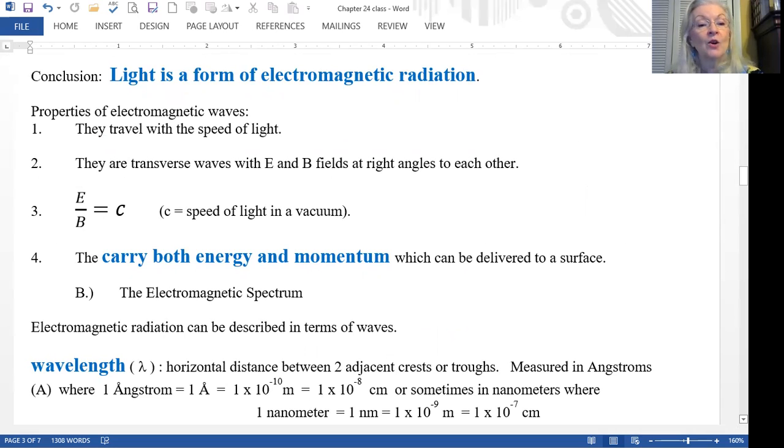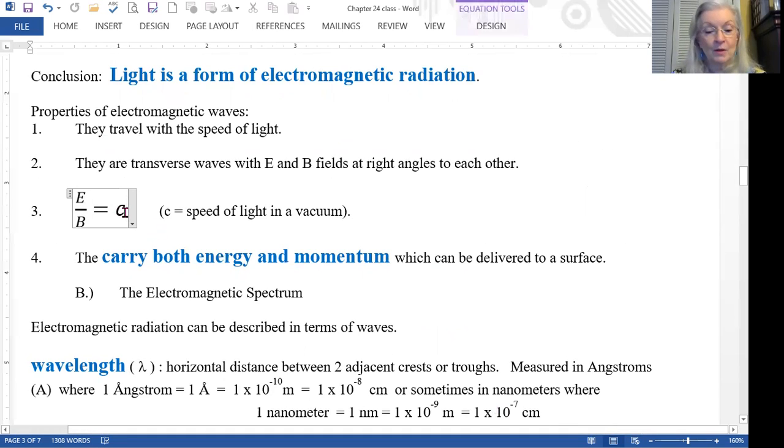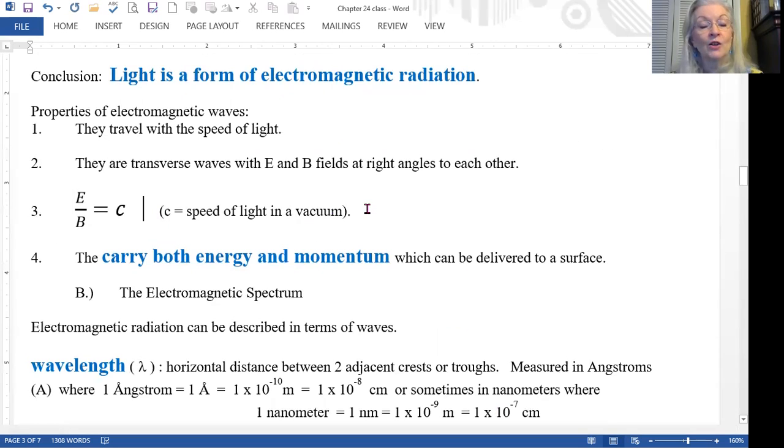And the ratio of E to B, if you have the value of the electric field and divide it by the value of the magnetic field, you will get little c, which is the speed of light in a vacuum. This is not supposed to be a capital C. This is supposed to be a lowercase c, and you can see it's just bigger than we're accustomed to. Little c is what we use to symbolize the speed of light in a vacuum, 3 times 10 to the 8th meters per second.